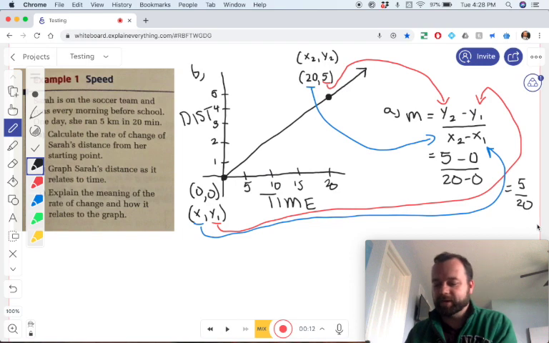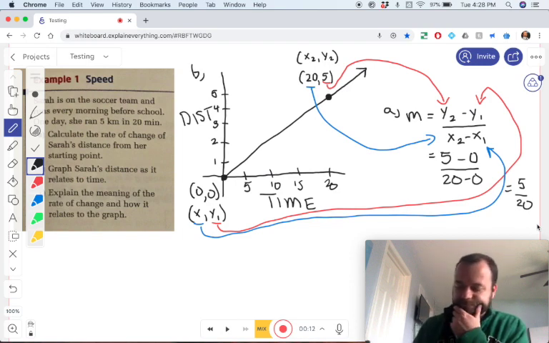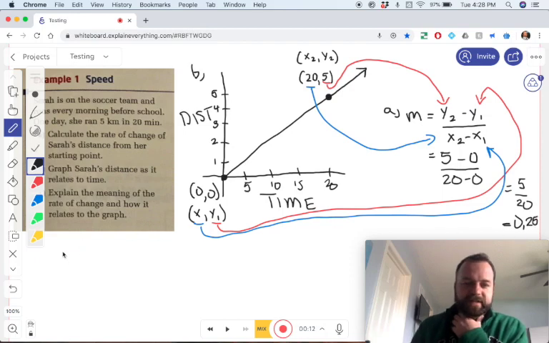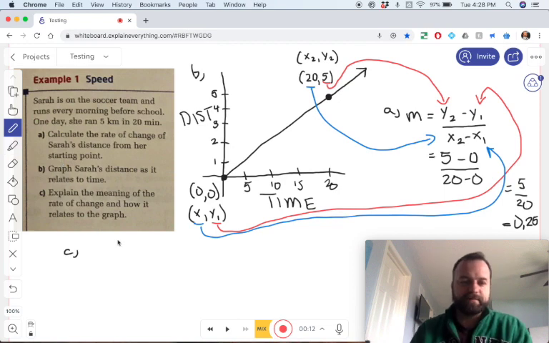Work that out in your calculator. 5 divided by 20 is a number 0.25. Part C says, explain the meaning of that. What does that mean? And how can it relate to the graph?